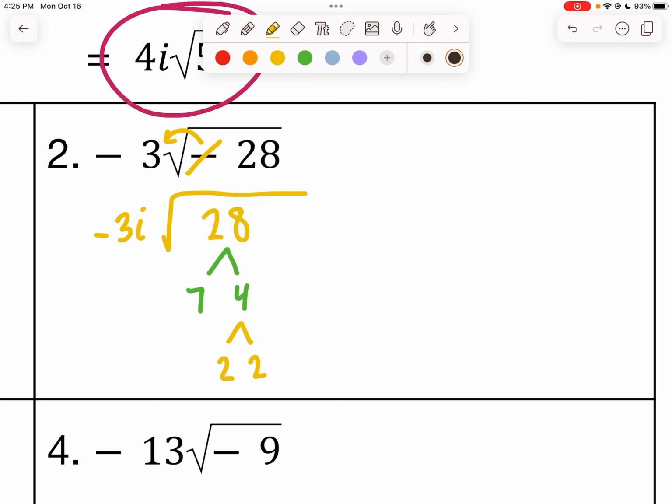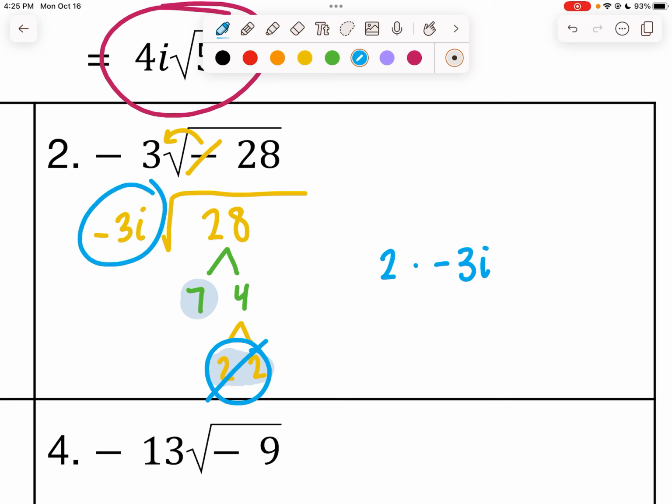So highlight anything that doesn't have branches under it. Okay, take a look there. And same thing, let's look. Okay, I see a pair of 2s, so a single 2 comes out. That's 2 times negative 3i, because again, that's already what's left. And then what's left inside the radical? Well, 7. 7's the only thing that I haven't touched at this point.